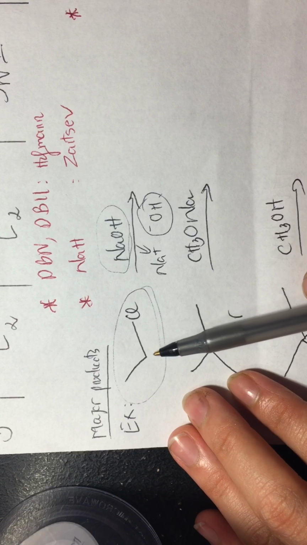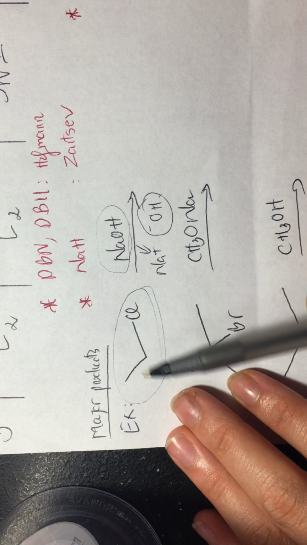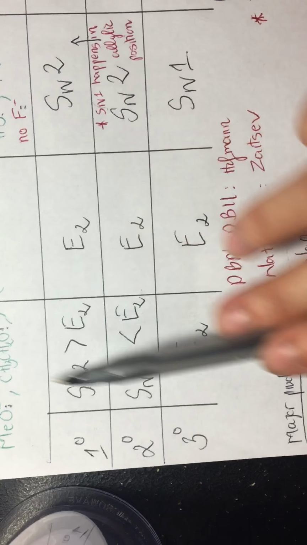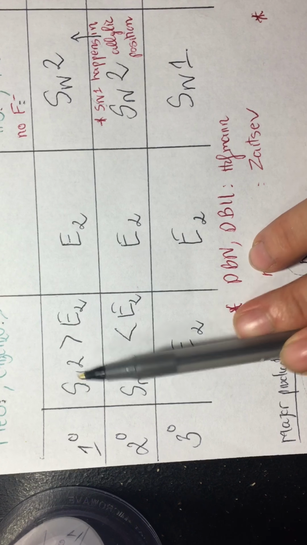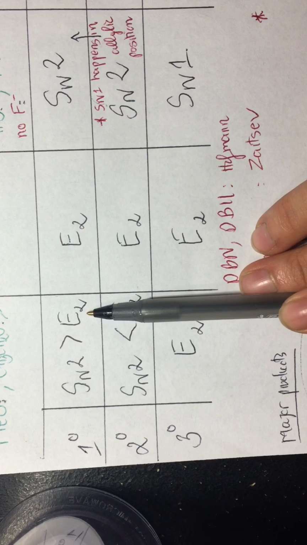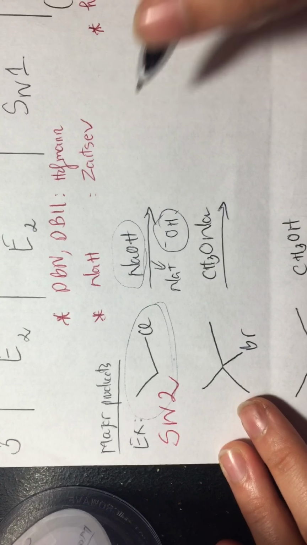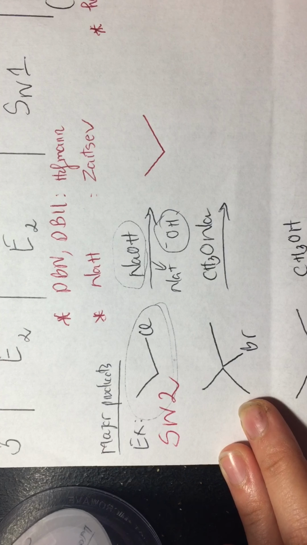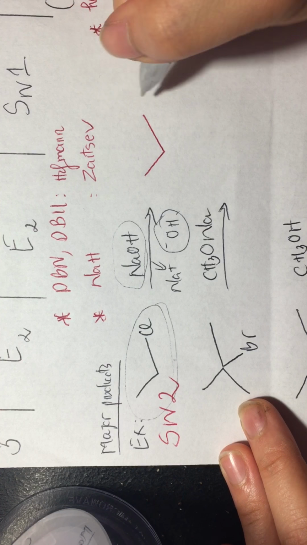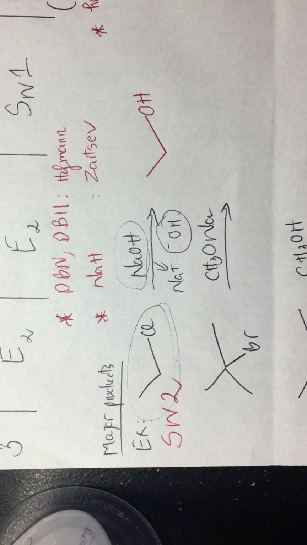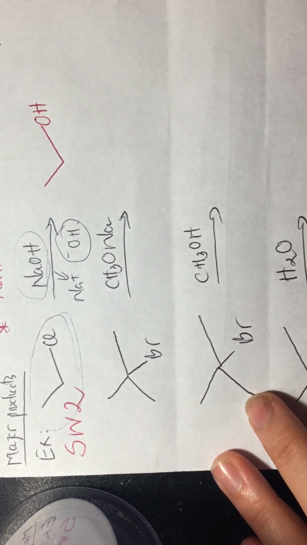However, if I look at my substrate, I have a primary substrate, a primary alkyl halide. If I have a primary alkyl halide with a strong base and strong nucleophile, it will do SN2 as a major product and E2 as a minor product. So in here, the product should be an SN2 product, and this reaction should occur as an SN2 reaction. And this product should be like this. After the substitution, we will have this. So we have an alcohol from the SN2 substitution reaction. Alright, let's move on to this example.